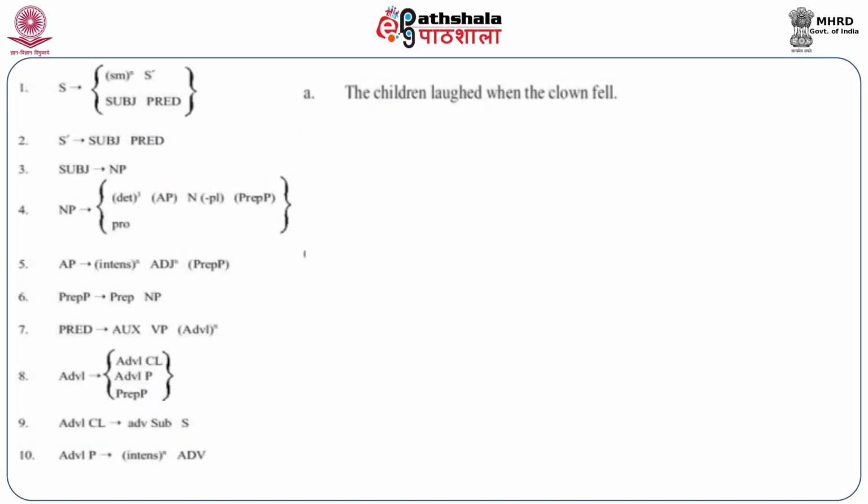Okay, so if I go straight to rule number 1, it says that a sentence has two options. See it as an imaginary line between them. Either it has a sentence modifier and a sentence core, or it has a subject and a predicate. In this case, for the children laughed when the clown fell, there is no sentence modifier. There's not a word that modifies the whole sentence. So I cannot use the first line. So I skip it and go to the second line because I know that in the sentence there is a subject and there is a predicate.